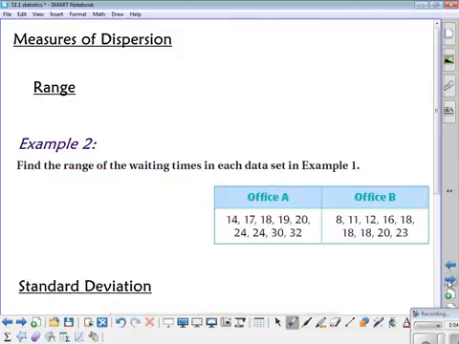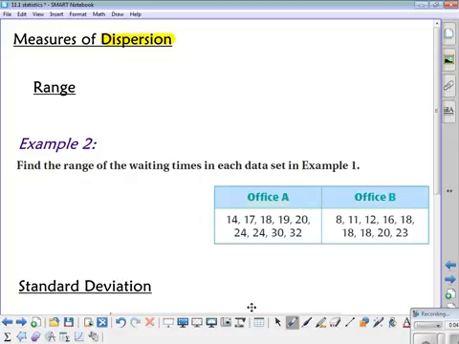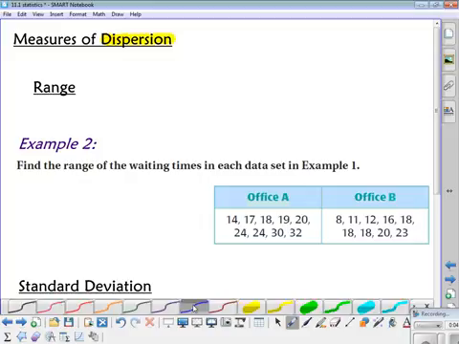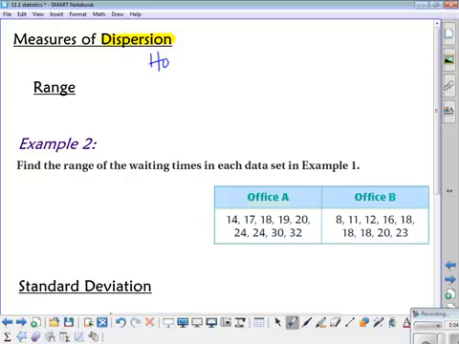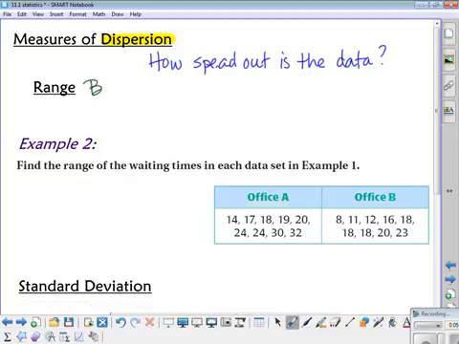The other thing we're going to look at are measures of dispersion. So when something is dispersed, that means it's spread out. So what I'm looking at is how spread out is the data. The range is pretty easy to find. What did you guys do to find the range? The first and last one. Right, so you took the biggest number, right? And you subtracted the smallest number.